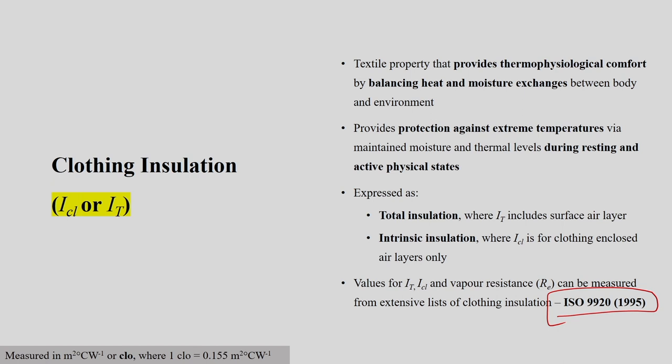So they have all the lists. Suppose you are wearing only a vest, what is your clothing insulation? We call it the CLO value. Suppose you are wearing socks and then shoes, what is the CLO value? Like that, ISO listed the whole set of possible clothing, and we can refer to the CLO value for each from this particular standard.